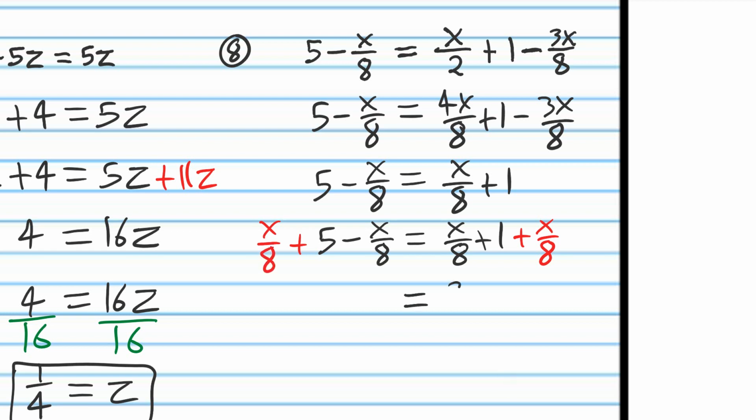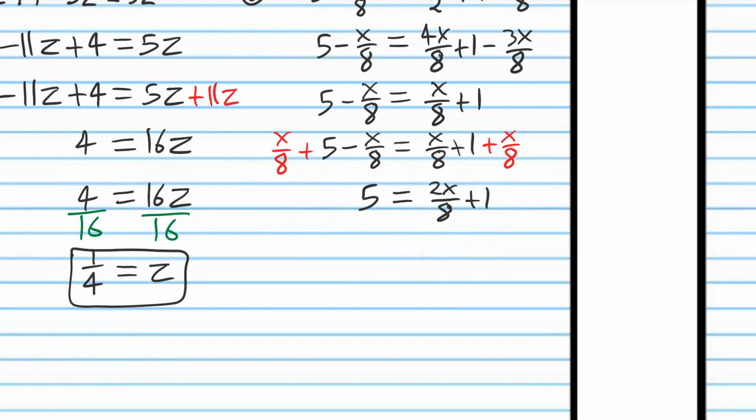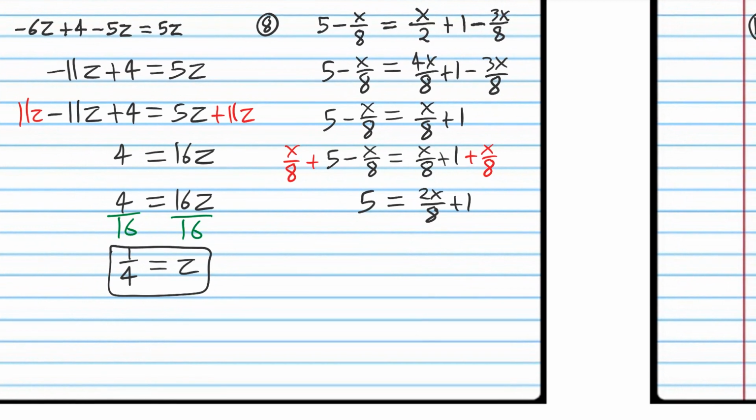So then I end up with 2x over 8 on the right side, and just rewrite the 1. And these cancel out, which is why I did that. And I'm left with 5 on the left side, and we're about to perform an operation on both sides of the equation, so we have to rewrite. But when I rewrite, I'm going to simplify this fraction to x over 4.